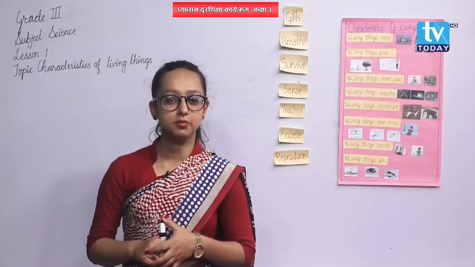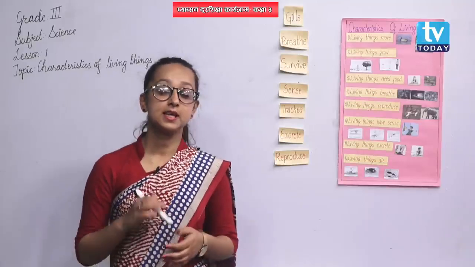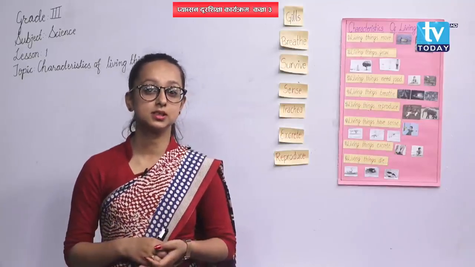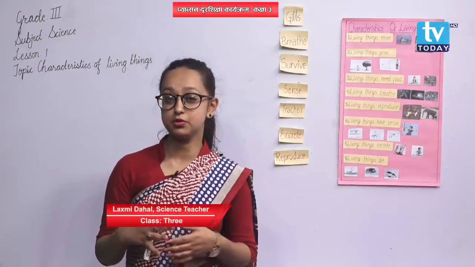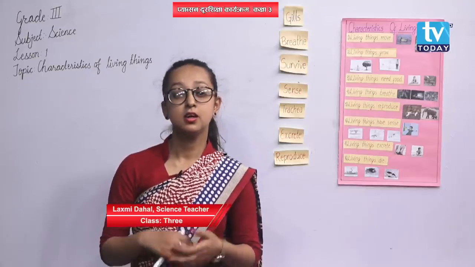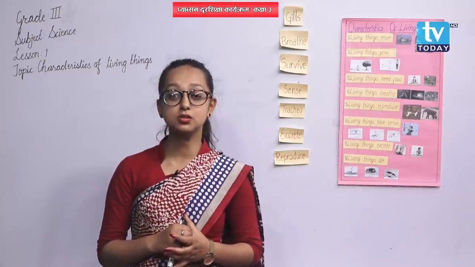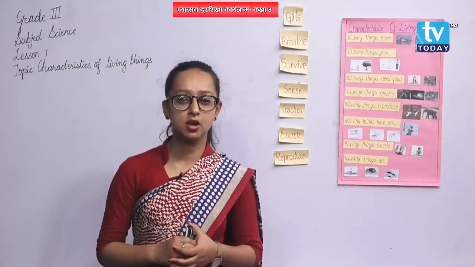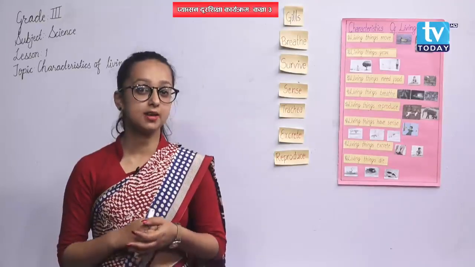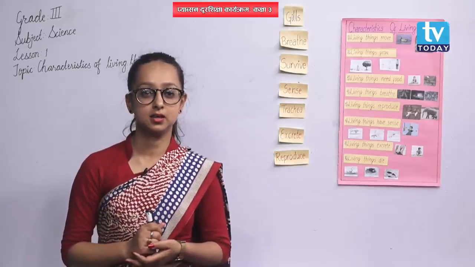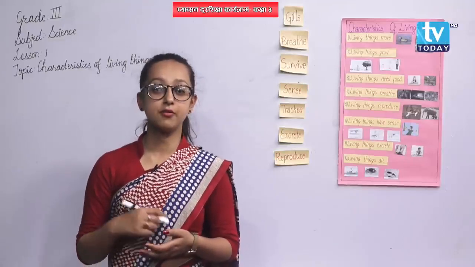Can you tell me what helps a fish to swim in water? Fish have fins that help them to swim in water. Similarly, birds have wings that help them to fly in the sky. Dogs and human beings have legs that help us to move here and there. Most of the living things move with legs. Whereas, as I mentioned, fish have fins, birds have wings.